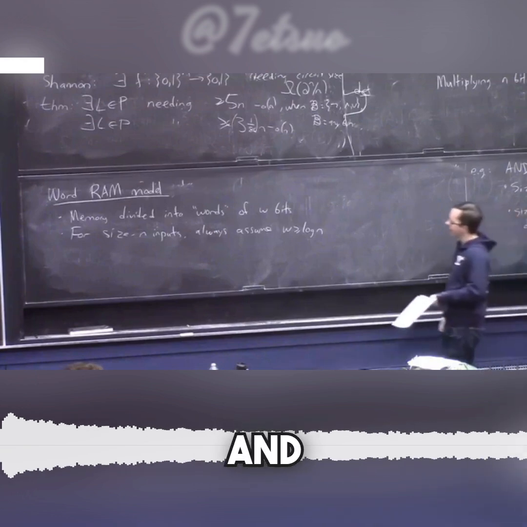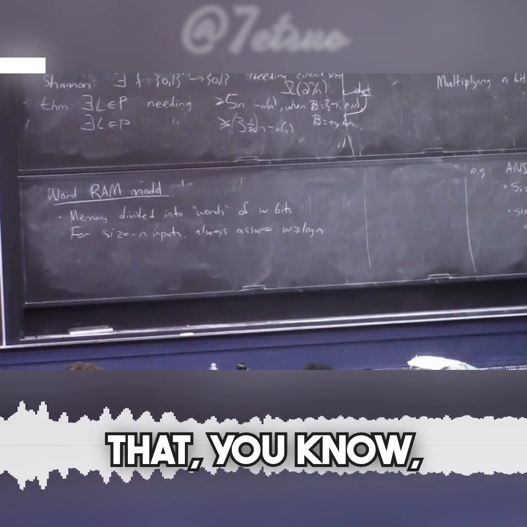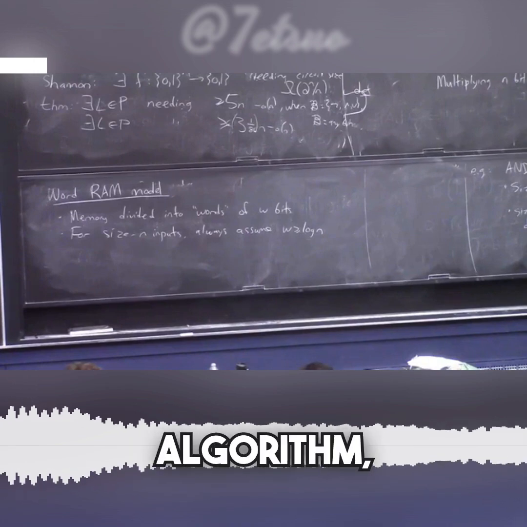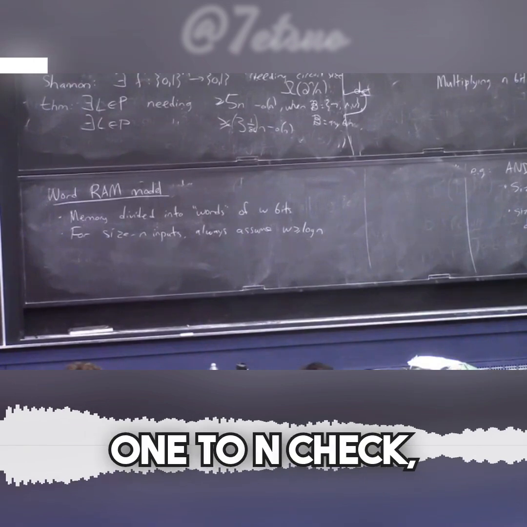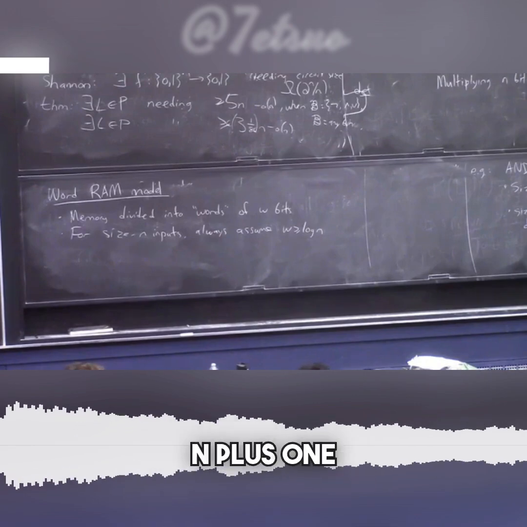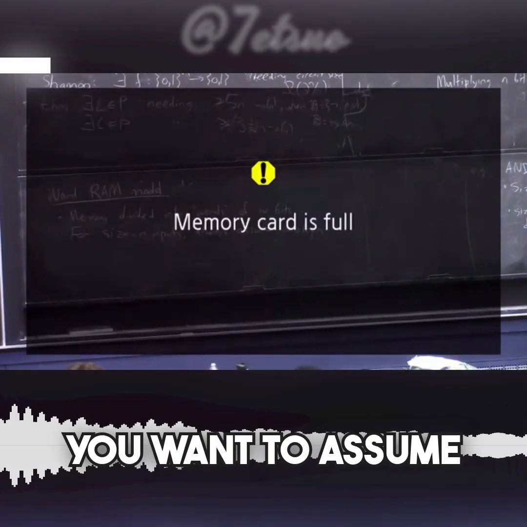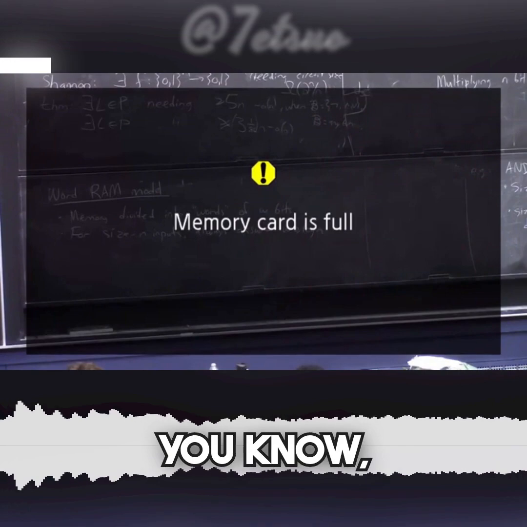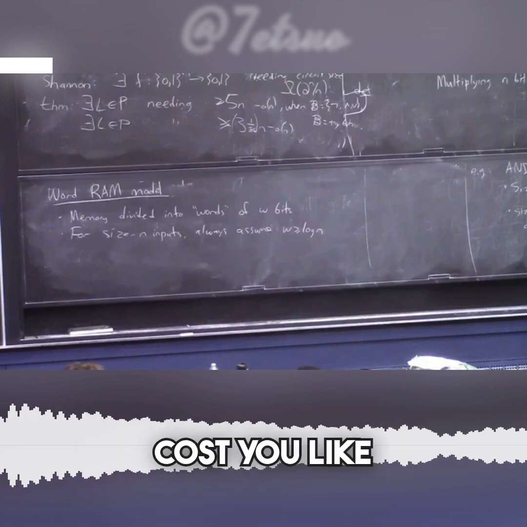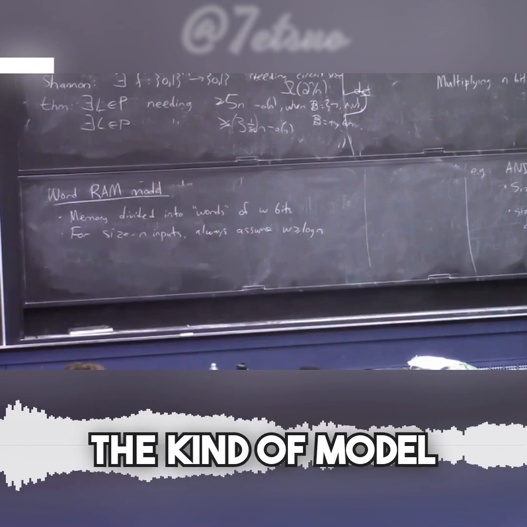The main reason you assume it is that when you actually want to model normal computation, like our palindromes algorithm, for i equals 1 to n, check if x_i is the same as x_{n+1-i}, you want to assume that i is just like an int data type in C. It's just one number, and it should somehow cost you space 1. It should be an integer. And that's the kind of model we want to get into.